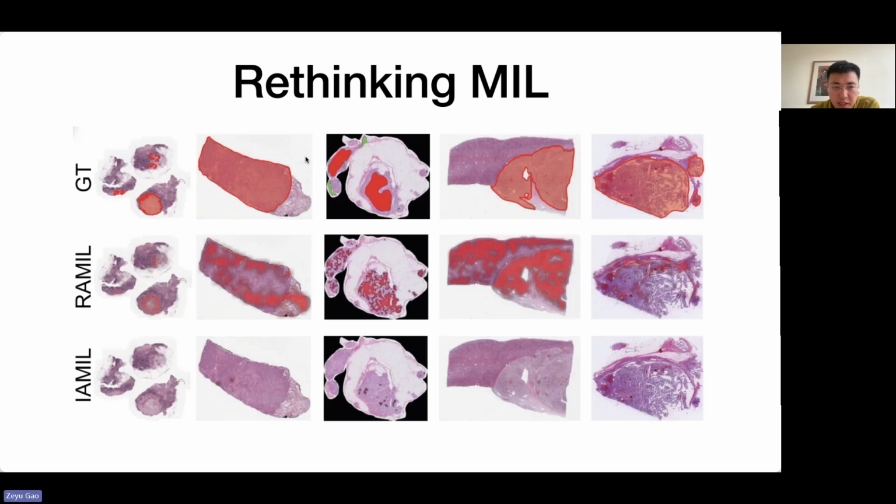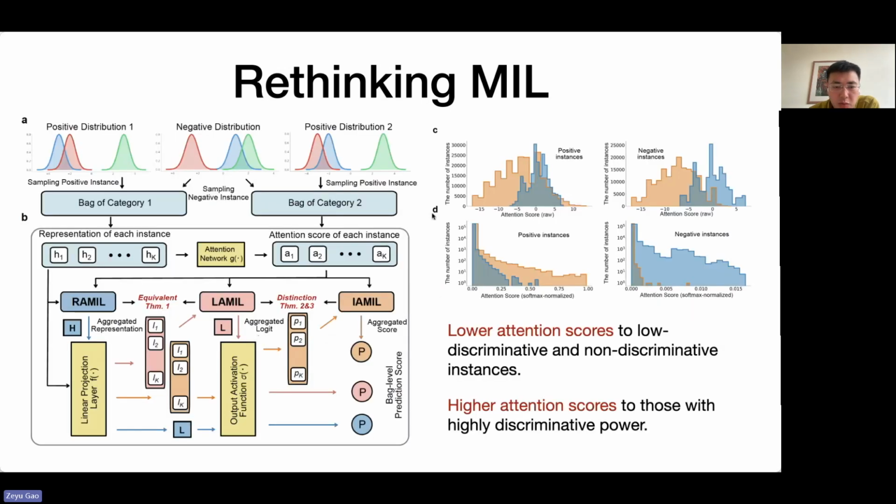So then we try to find the difference between representation-based and instance-based MIL. Representation-based MIL gives you better quantification results, but it has a lot of false alarms. And the instance-based MIL gives you more accurate detection results, but it can only focus on a few positive instances. So they do have advantages, but they all have their disadvantages. So we did some theoretical proof, and we did some synthetic analysis to find the core reason.